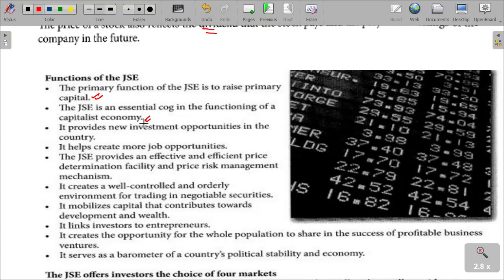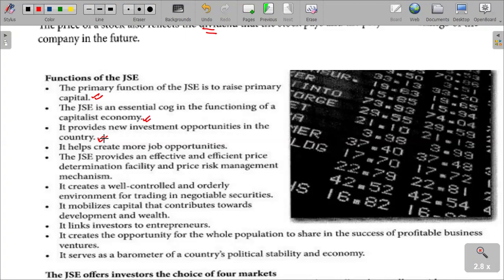It provides new investment opportunities in the country. Provision of new investment opportunities is actually noted as a result of the funding that it gives also, as well as publicizing information on company performances, which can also be bought by various investors, increasing the economic performance of the country.